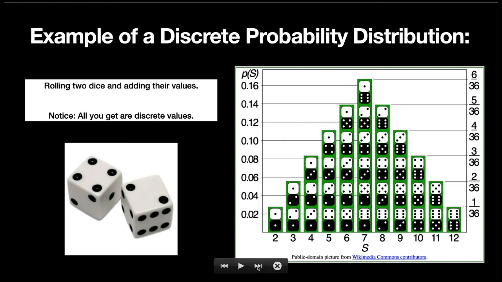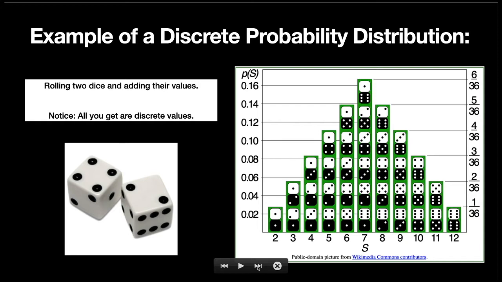So here is an example of a discrete probability distribution. So if we're taking 2 dice and we're rolling them and adding their values together, you'll notice that we get discrete values for our answers. You can get a 2, but the only way to get a 2 is by having one of the die roll as a 1 and the other one roll as a 1. Now you think, well, wait, I could get a 2, but you can't get a 2 because the other die doesn't have a 0 on it. It only has 1 through 6.